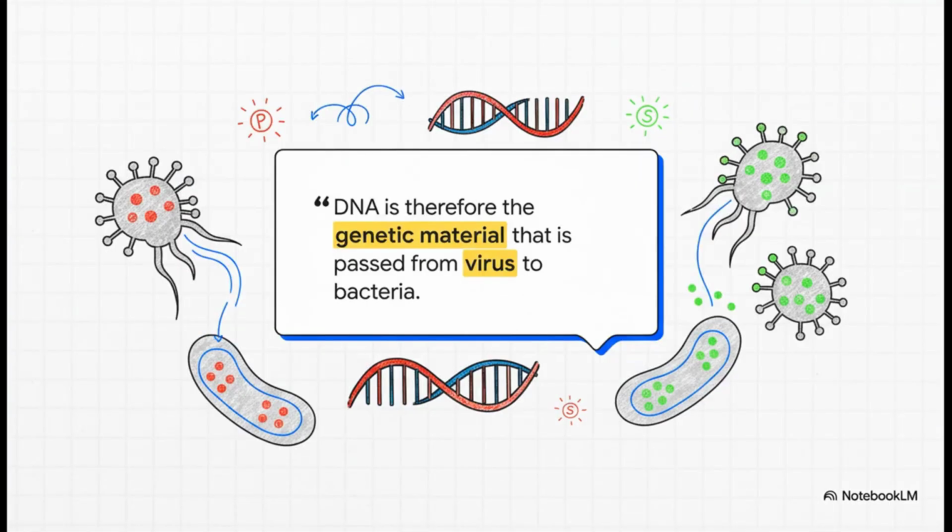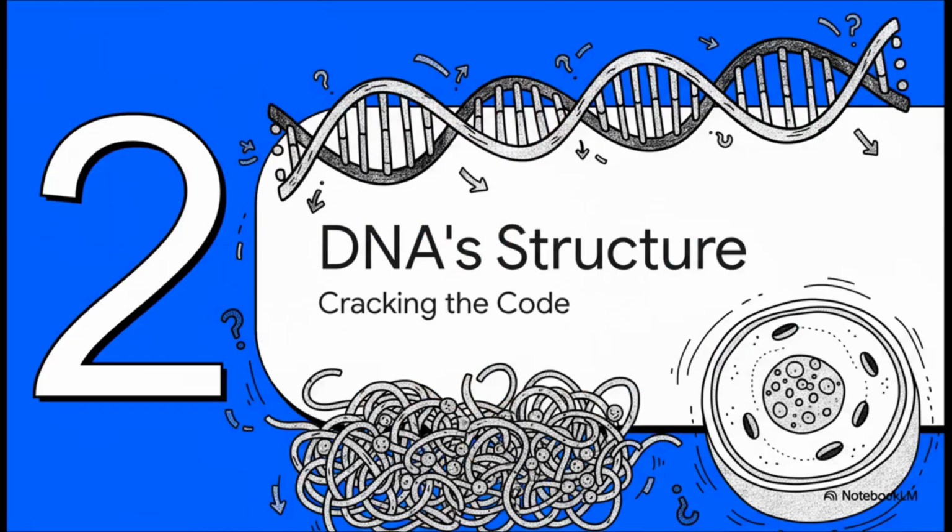And the results? They were just crystal clear. The only time radioactivity showed up inside the bacteria was when the DNA had been labeled. The radioactive protein coats just stayed on the outside. This was it, the final, undeniable proof. DNA is the genetic material. Case closed.